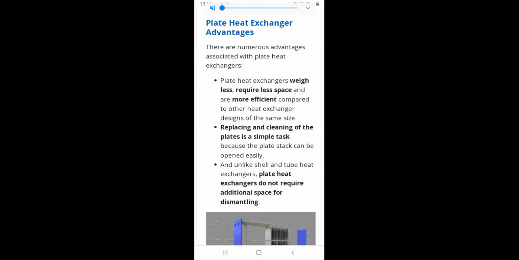Actually, this is your plate design, the number of plates. Advantages: these are some points. Numerous advantages of the plate heat exchangers are that they weigh less, require less space, and are more efficient compared to other heat exchanger designs of the same size.